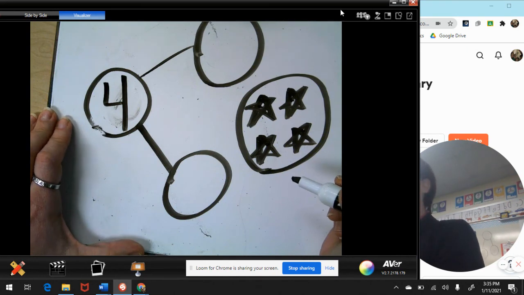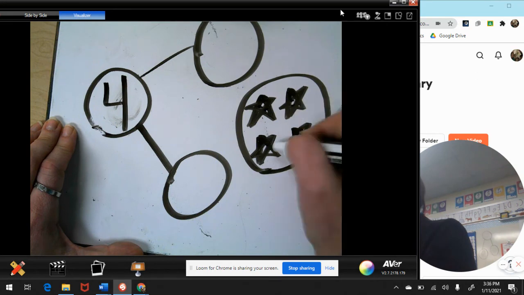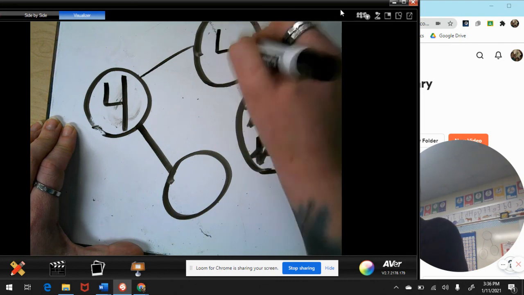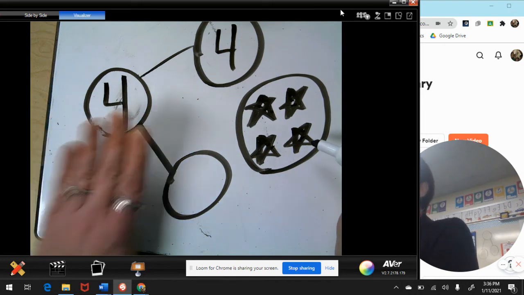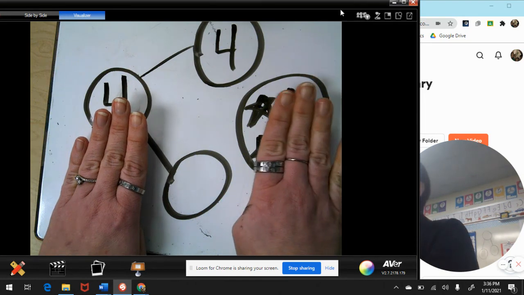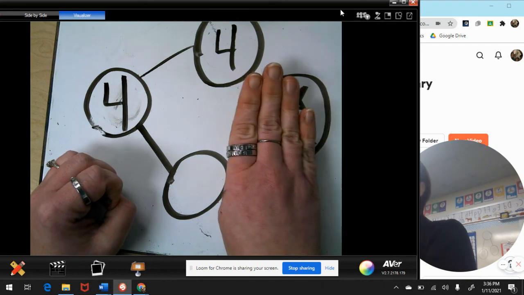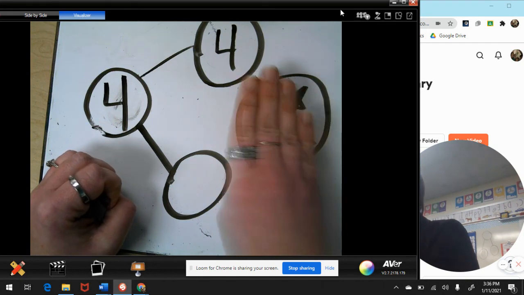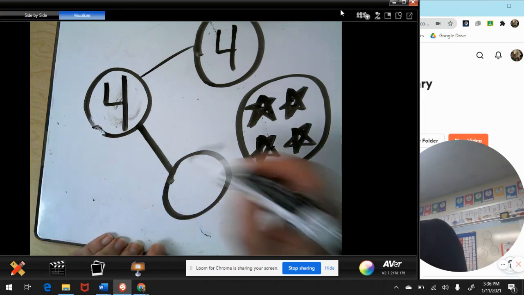4 of my stars are in front of the moon. So 1, 2, 3, 4. All of these stars are in front of the moon. How many stars are behind the moon? Well, let's think about it. If I have 4 altogether, and I have 4 stars in front of the moon, how many am I going to have on this hand? 0. Very good. Do you see any more stars? No, me either.